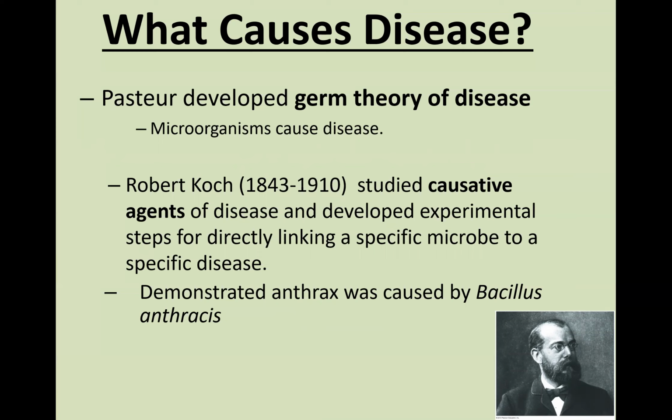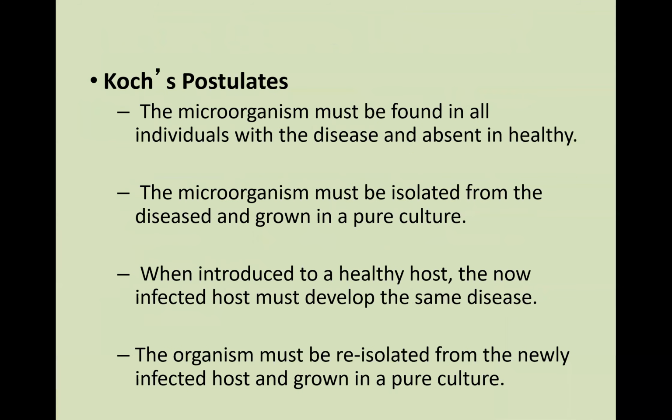And Louis Pasteur actually worked with Robert Koch, and Robert Koch helped to study the causative agents of disease. So what were those pathogens that were causing the disease? And he developed a very particular experimental step. It's called the Koch's postulates. And this is the way to directly link a microbe to that specific disease. That specific microbe causes that specific disease. And so Robert Koch actually demonstrated that anthrax was caused by Bacillus anthracis.